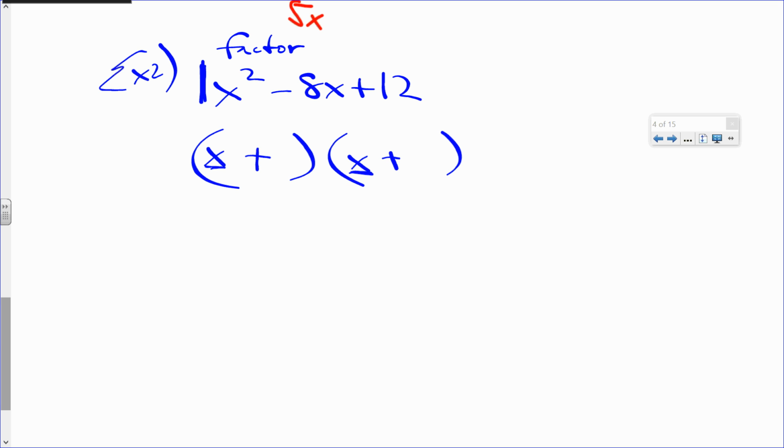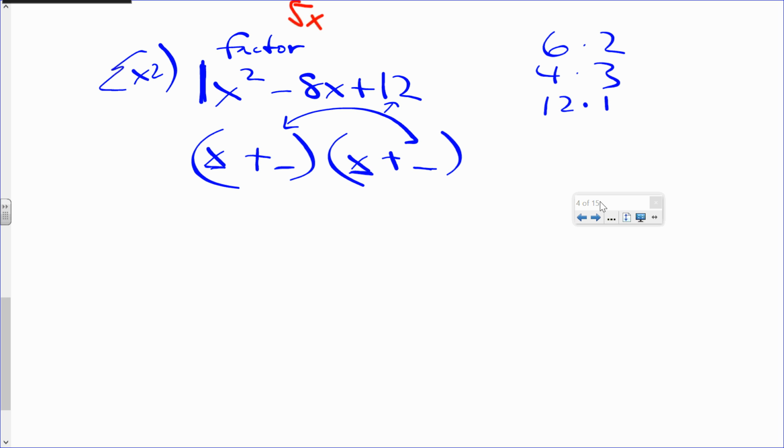All right, now factors of 12. I need 2 numbers that become 12 here. 6 and 2. What are some other possibilities? 4 and 3. 12 and 1. I think that's it, huh? There's actually some more numbers, huh? How about, isn't negative 6 and negative 2 also factors of 12? And negative 4 and negative 3, yeah. And negative 12 and negative 1. So look at all these combinations I got. That might be it.